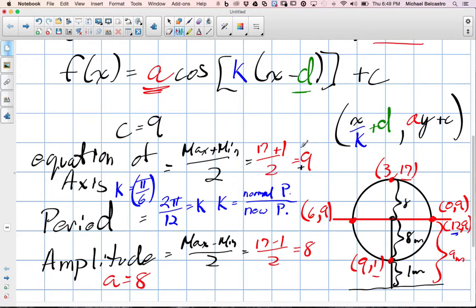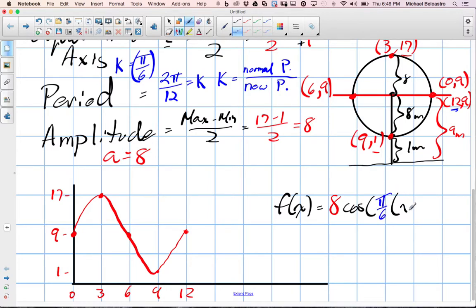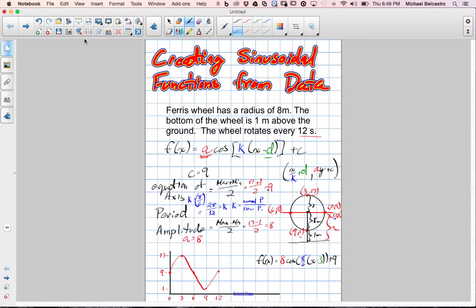Okay, so in terms of writing our equation, I've got to write it out here at the bottom. Our function is equal to, we said our a value was 8, equals cos. Our k value was pi over 6. Okay, we need it outside of the brackets. Our d value we said was minus 3. I believe we wrote minus 3. And then our c value was plus 9. So there's our equation in the end.